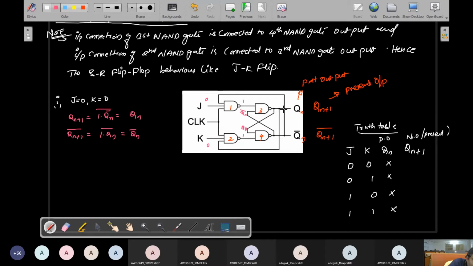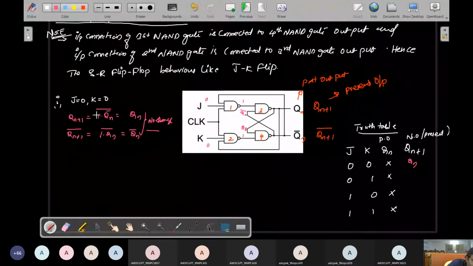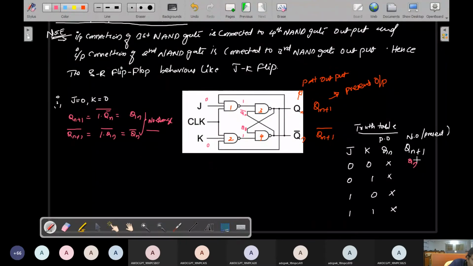See, the normal port is Qn and the complementary port is also Qn bar. So that means this state is not changing. This is a no change condition. So therefore you simply write this as Qn only. Why? Because Qn plus 1 value is nothing but Qn only. So it is a no change condition.